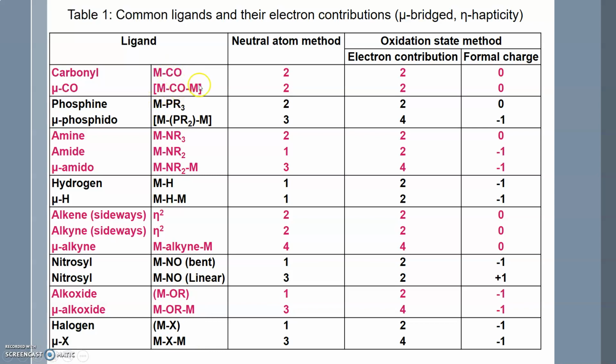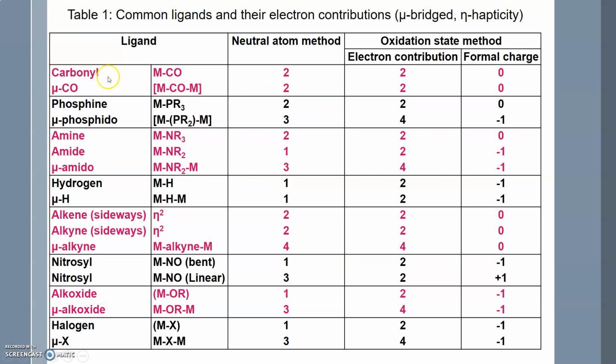When the ligand is flanked between two metal atoms, we call it bridged binding. That will be represented as mu. Sometimes we also have another mode of binding called hapticity. This will be in the case of olefins or any double bonded or triple bonded compounds.